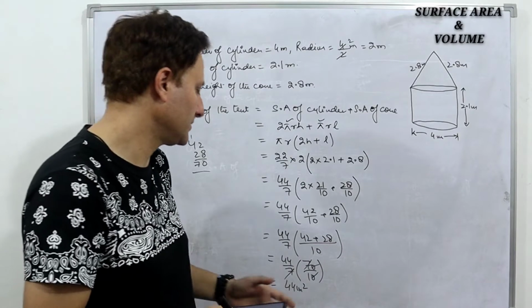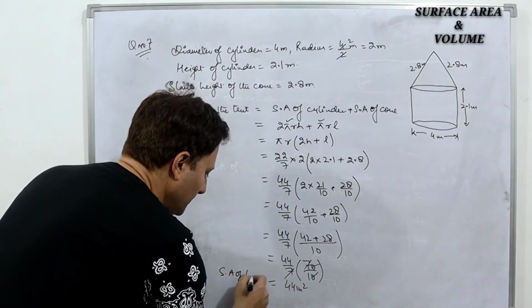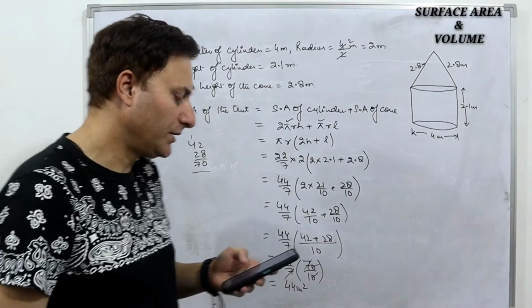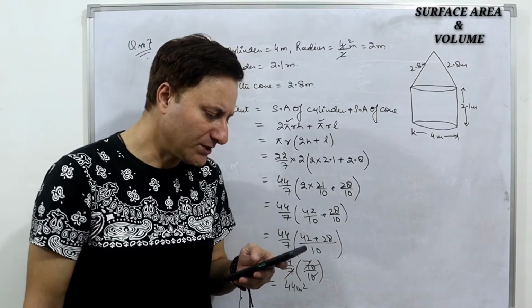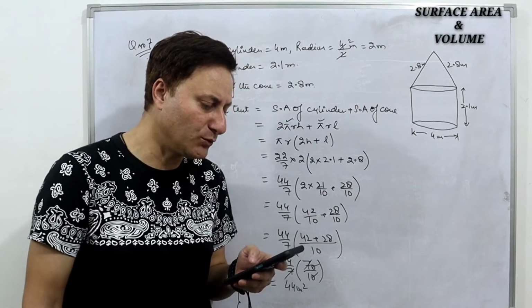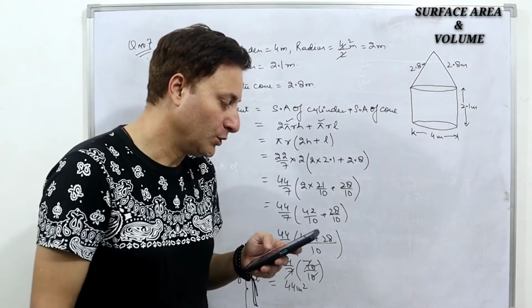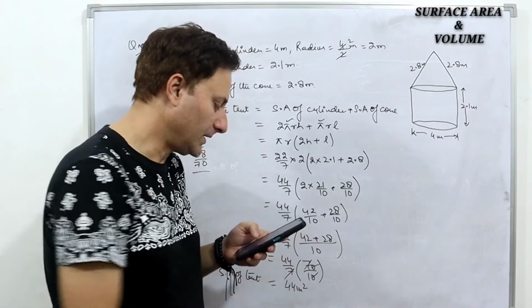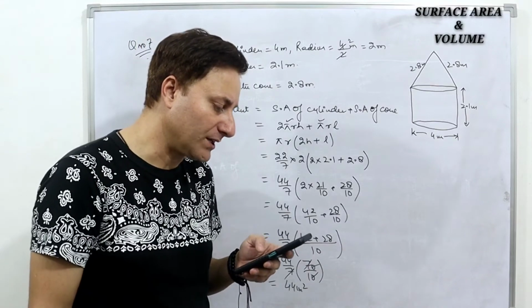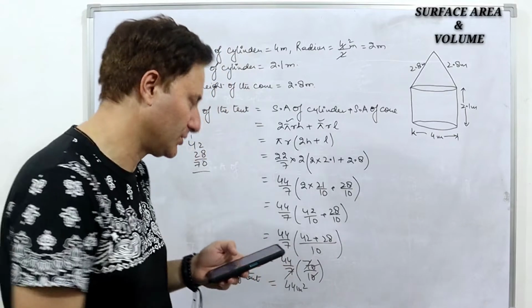So this is the surface area of the tent. Now we are done with the surface area of the tent. Now it says something more in the question. It says find the area of the canvas used for making the tent. So we have to find the area of the canvas. We'll also find the cost of the canvas of the tent at a rate of rupees 500 per meter square.